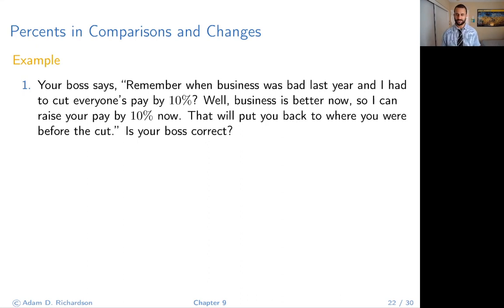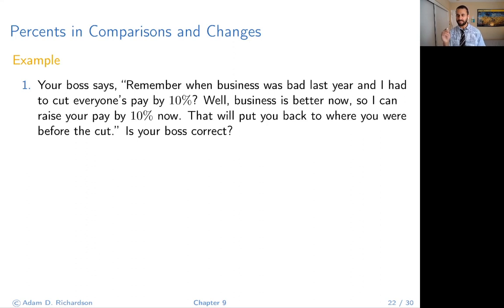All right, let's talk about this one. In this case, he is not correct. He's not correct, and he is lying to you. Whether that's malicious or just ignorance, who knows, right? Depends on the boss, I suppose. But the idea is this. So what happened was last year, the boss cut everyone's pay by 10%. So that means that whatever pay everyone was getting, they're getting 90% of it now.